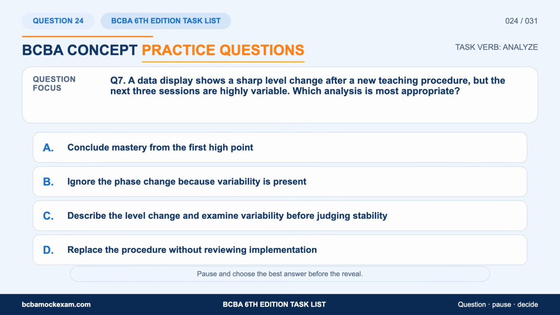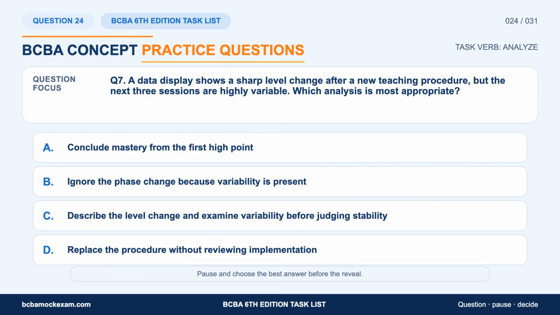Question 7. A data display shows a sharp level change after a new teaching procedure, but the next 3 sessions are highly variable. Which analysis is most appropriate? A. Conclude mastery from the first high point. B. Ignore the phase change because variability is present. C. Describe the level change and examine variability before judging stability. D. Replace the procedure without reviewing implementation.